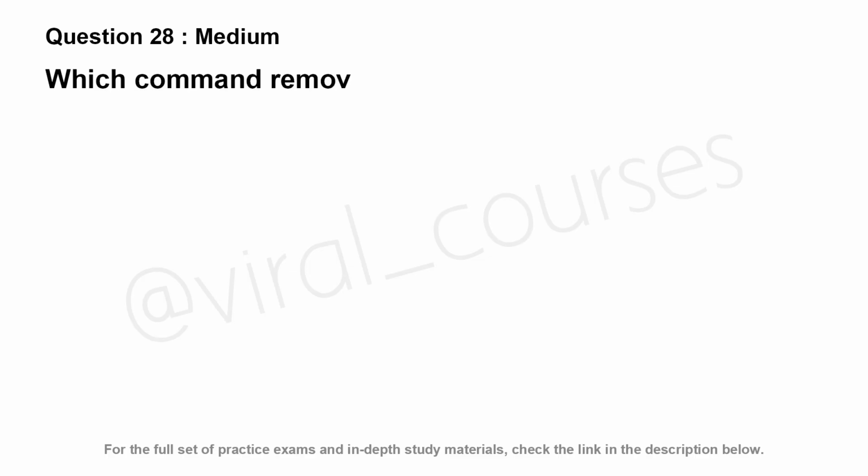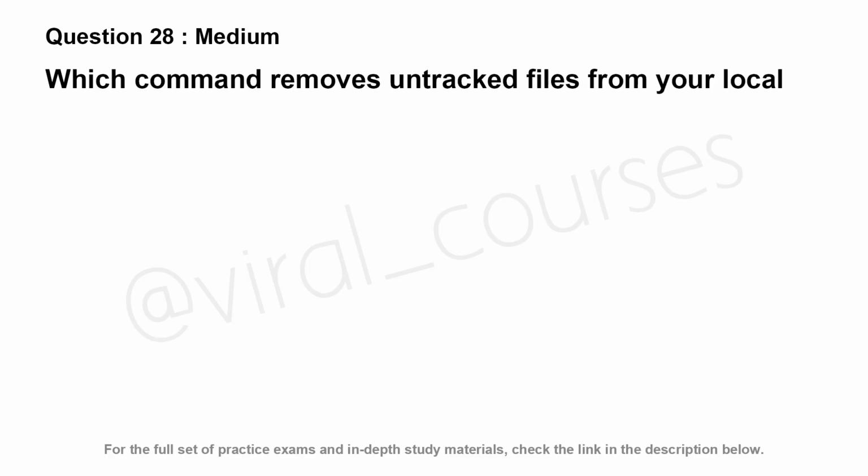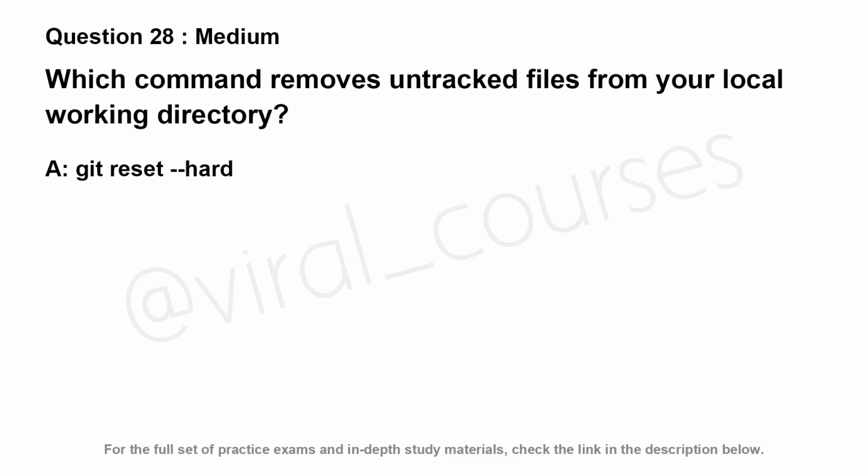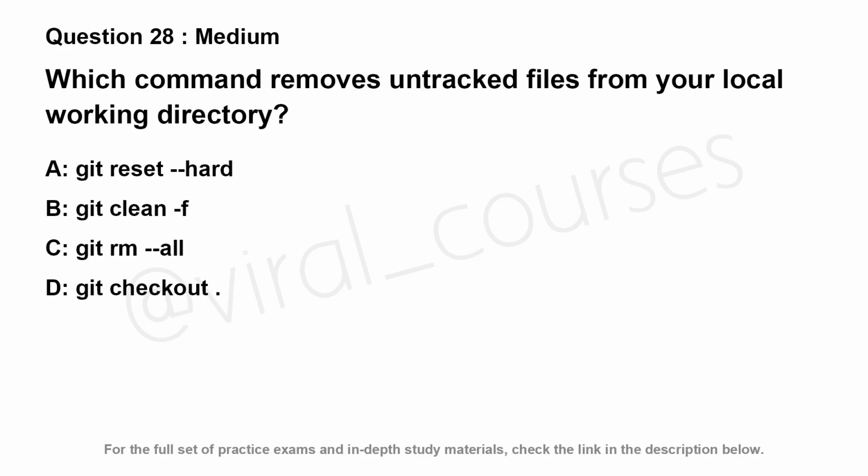Which command removes untracked files from your local working directory? Option A. git reset --hard. Option B. git clean -f. Option C. git rm --all. Option D. git checkout.